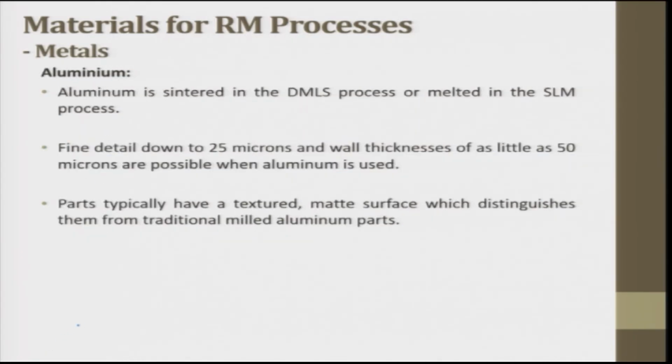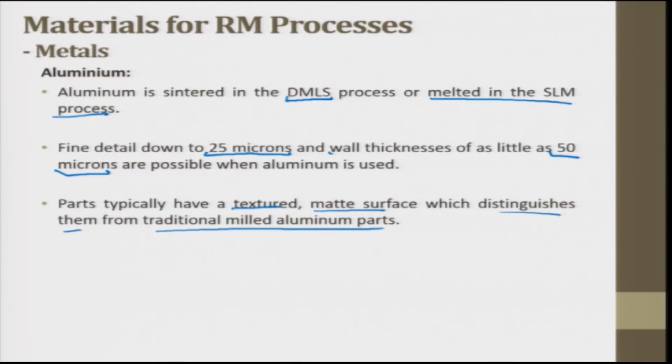Next is aluminium. Aluminium is generally sintered in the direct metal laser sintering process, and it can also be melted in other processes. Fine detail down to 25 microns and wall thickness of as little as 50 microns are possible when aluminium is used. Parts typically have a textured or matte structure which distinguishes them from traditional milled aluminium parts. Generally milling happens on aluminium, but the texture that is obtained is not there.